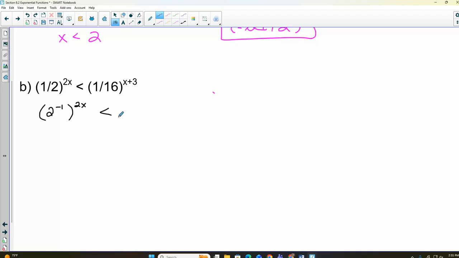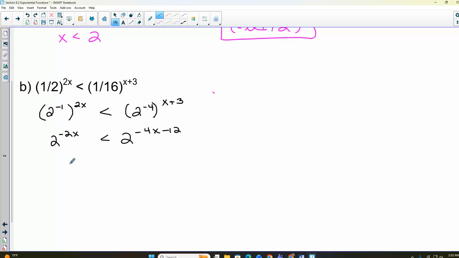All right. 1/16. How would I write that one? Let's go ahead and change it into a 2. 2 to what power is 16? 2 to the 4th is 16, so to flip it, it would be a -4. All right, so then that means 2 to the -2x is less than 2 to the -4x minus 12.